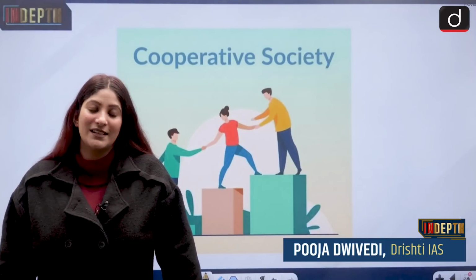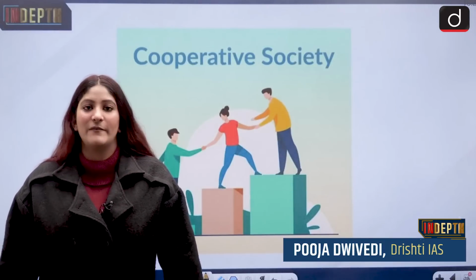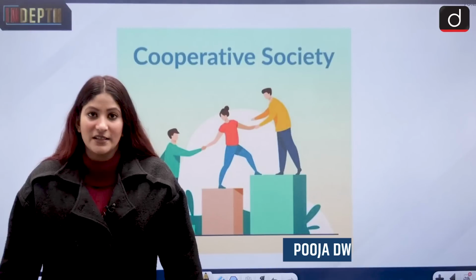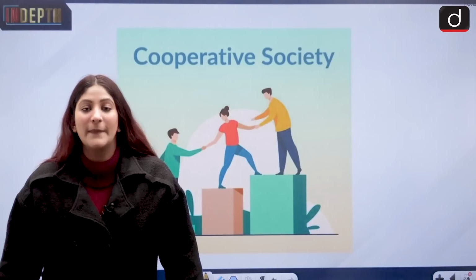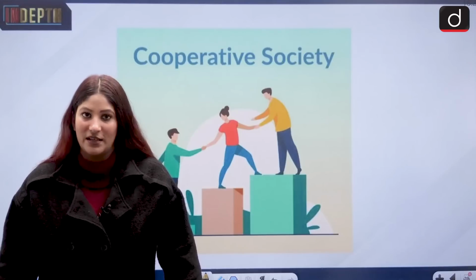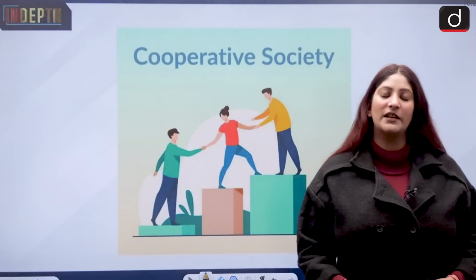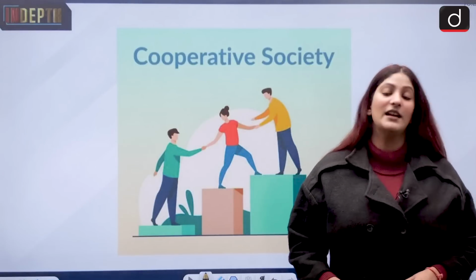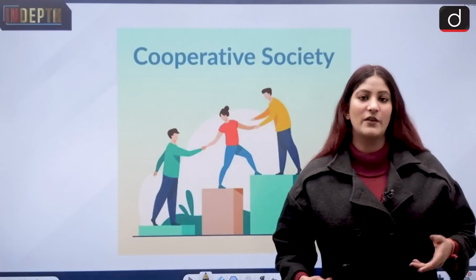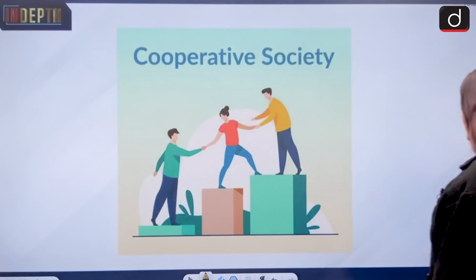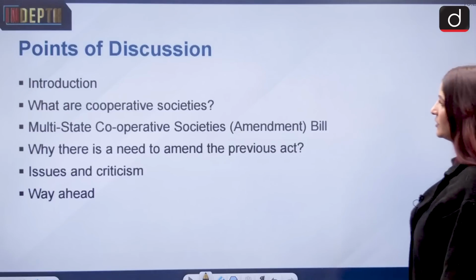Today we are going to discuss the amendments that have been proposed to the Act that deals with multi-state cooperative societies. It is going to be very important from the perspective of GS Mains Paper 2 and 3, as well as from the perspective of the preliminary examination. Let us move ahead with the topics of discussion.